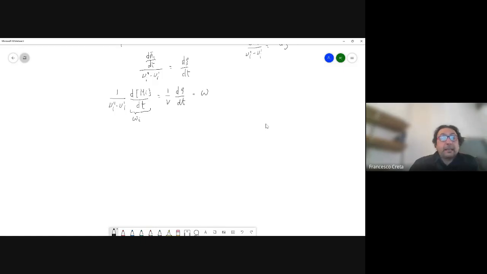For example, let's take the thermal decomposition of nitrogen pentoxide. So we have this molecule here, which under certain conditions decomposes. It breaks down into nitrogen dioxide and oxygen. So again, for the time being, let's look at the irreversible reactions.